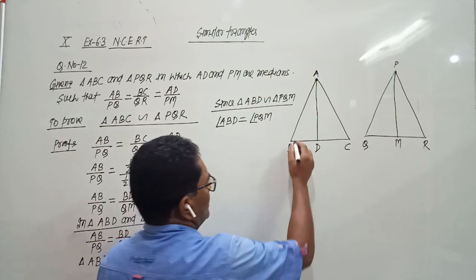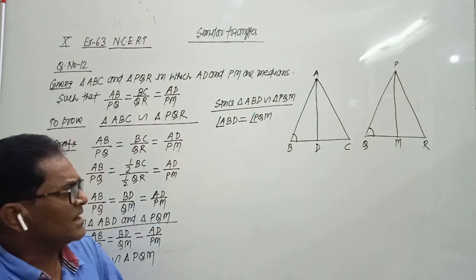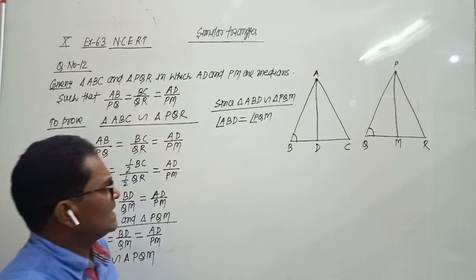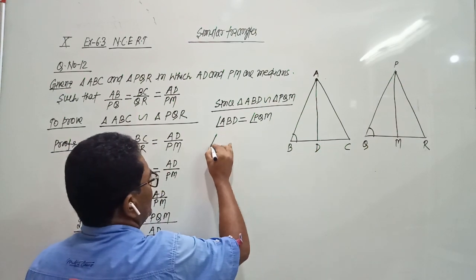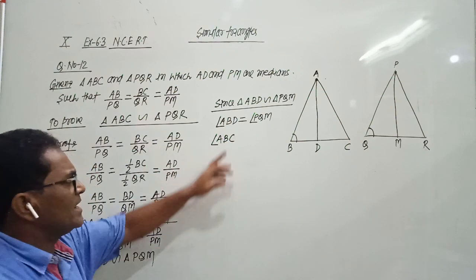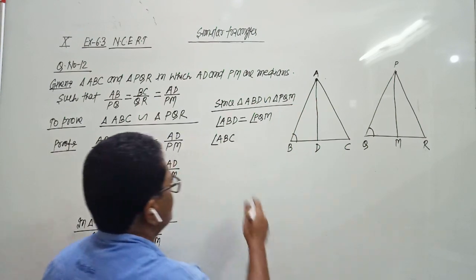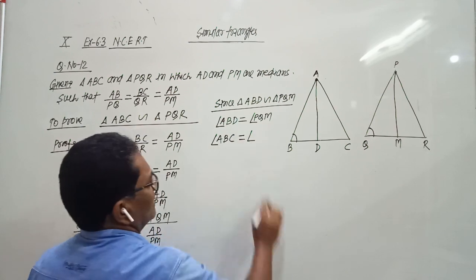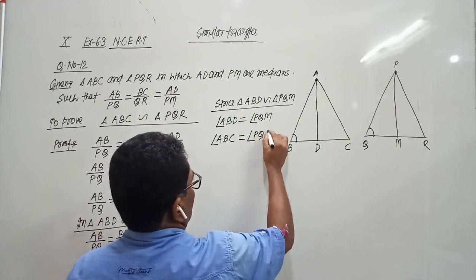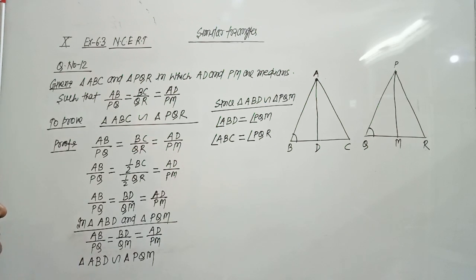Angle ABD is equal to angle PQM because triangle ABD is similar to triangle PQM, and angle ABD can also be written as angle ABC. And angle PQM is written as angle PQR.